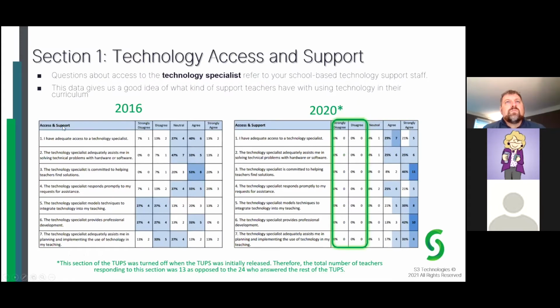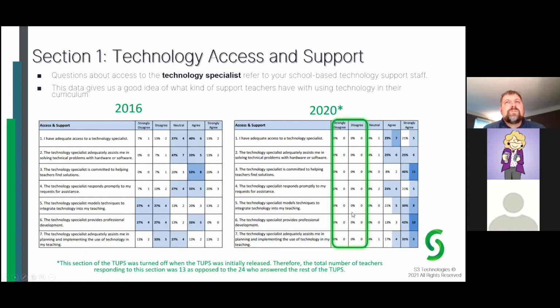Under technology access and support, this is where it's really nice for you as the technology specialist, or for us as the consultants who are in that role, to be able to see where the teachers feel they have gotten access to support and where they haven't. So you can see here in 2016, they didn't really feel like the technology specialist was modeling techniques on how to integrate the technology and providing professional development.